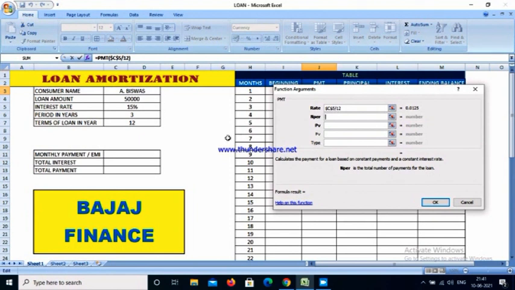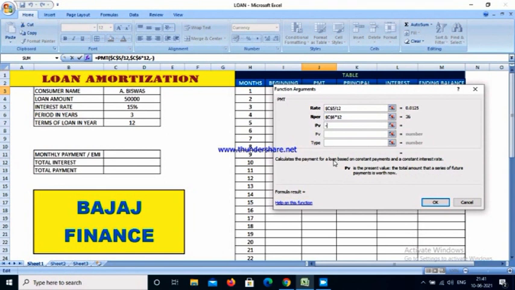Nper means time period in years. Just click over the period in years, value 3. Press F4 to fix the cell. The asterisk symbol is known as the multiply symbol in computer. Multiply by 12. So here, period in years, time into 12. Come to the next row, put a minus.